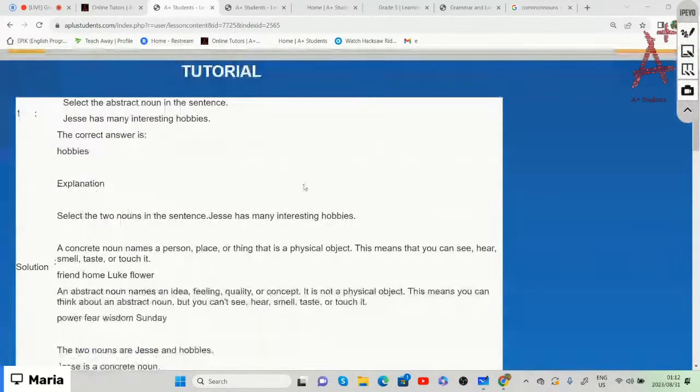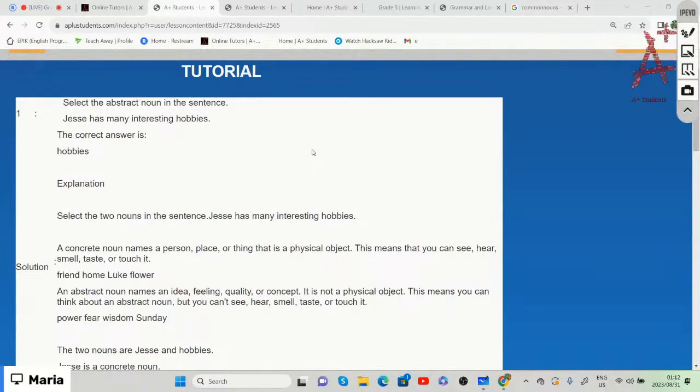All right, so now we're going to our first question, or let's say a mini activity. It says we need to select the abstract nouns in the sentence. And remember, we said an abstract noun names an idea, feeling, quality, or concept, and it's something that is not physical, right? You cannot see it, you cannot hear it, you cannot smell it, you cannot taste it, and you cannot touch it.